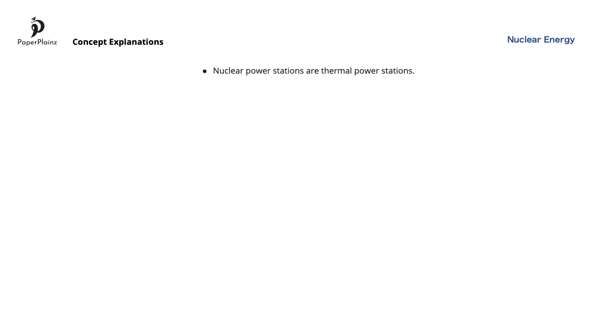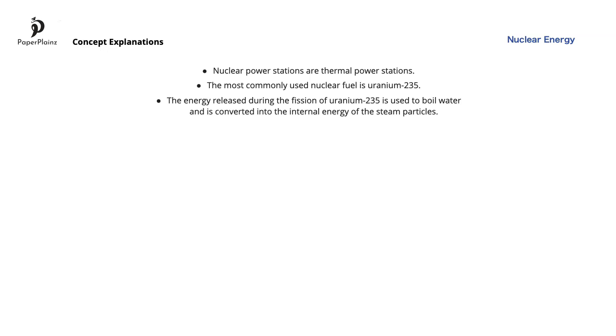The most commonly used nuclear fuel is uranium-235. Nuclear power stations produce energy for consumers through fission. We learned about nuclear fission in subtopic 7.2. In a nuclear power station, the energy released during the fission of uranium-235 is used to boil water and is converted into the internal energy of the steam particles. As we discussed in the previous video, the steam is passed through turbines and electricity is generated through the use of an electrical generator. There are three key nuclear power plant components that you should be familiar with.